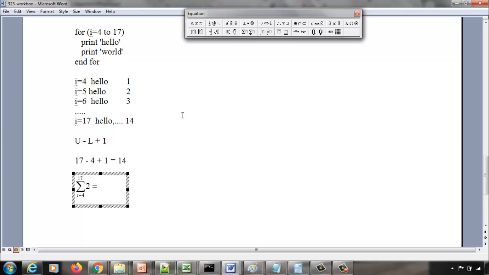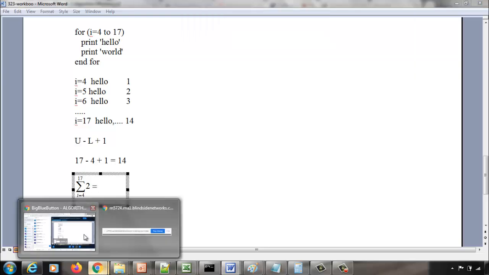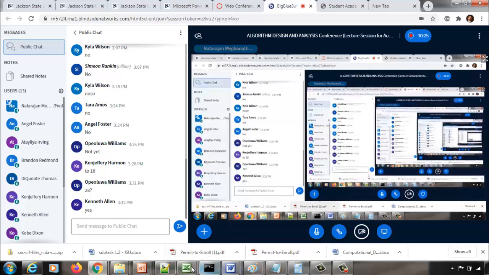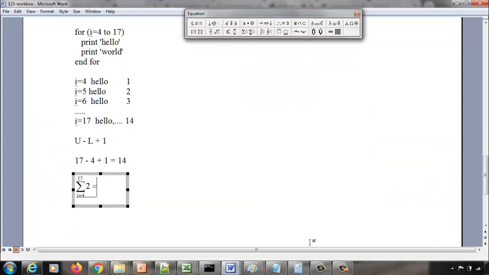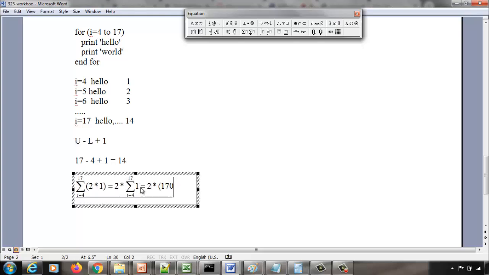Yes. Okay, so now how do you solve this summation? Take the 2 outside, it's a constant, right? So I can take the 2 outside and write this summation as 2 times the summation of I equals 4 to 17 of 1. Once you get it in this format, we can apply our formula. So that is 2 times 17 minus 4 plus 1, upper limit minus lower limit plus 1. So that is 28.